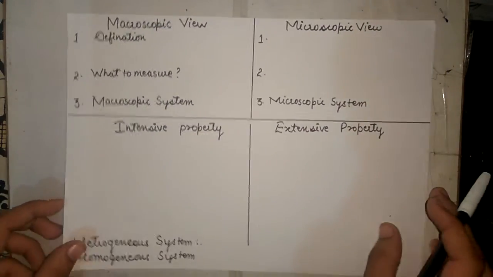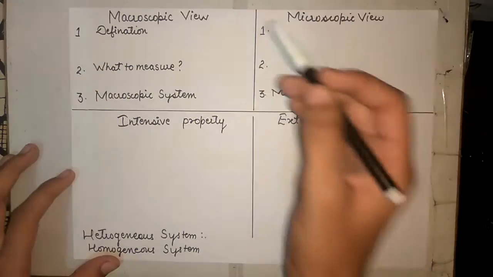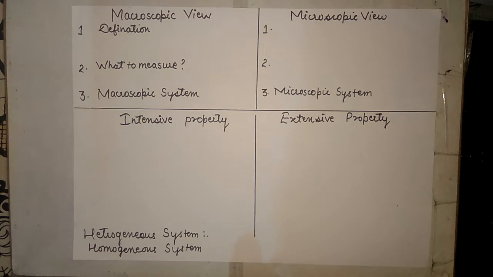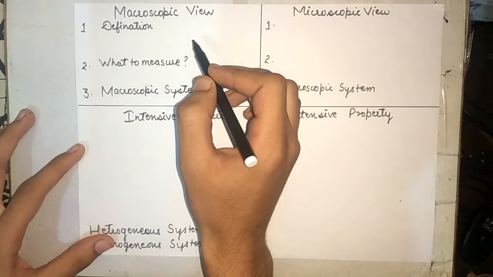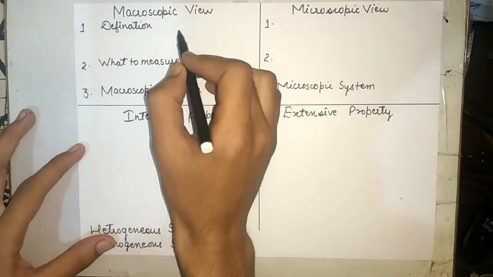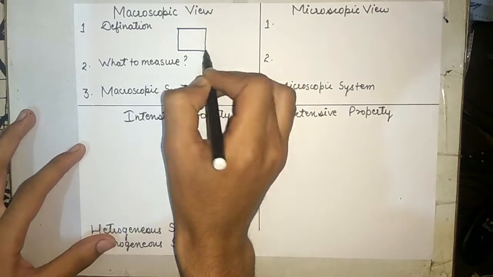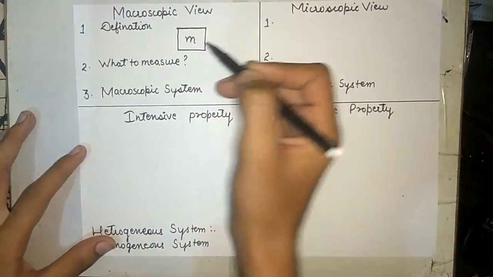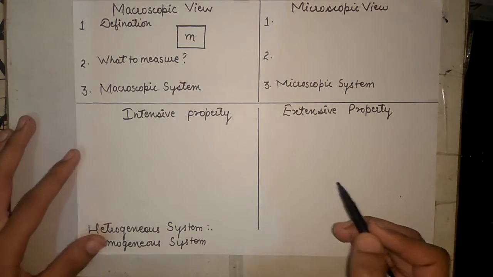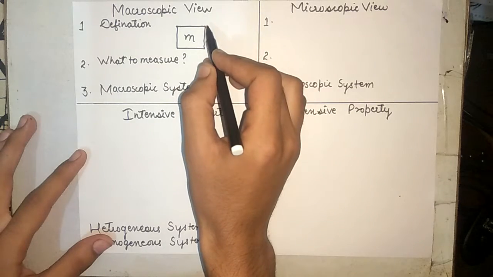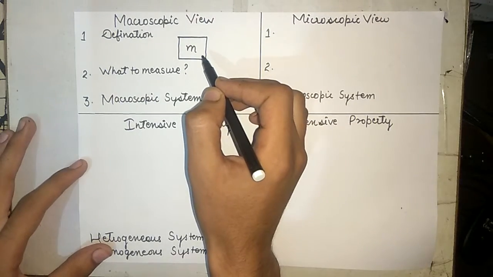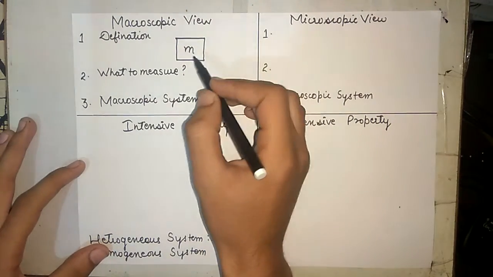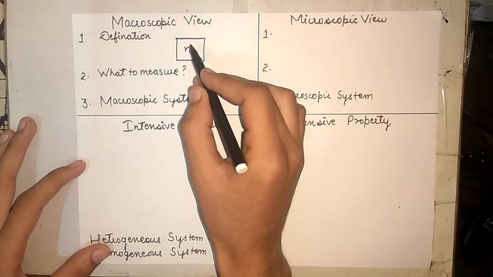Now this is the macroscopic viewpoint. From the definition of macroscopic viewpoint, a certain quantity of matter is considered. Suppose this is my quantity of matter. So we focus our attention on a certain quantity of substance without going into the events occurring at the molecular level. Okay, and we see the changes in the substance by taking the whole mass.